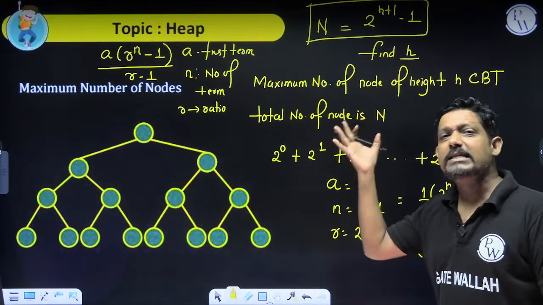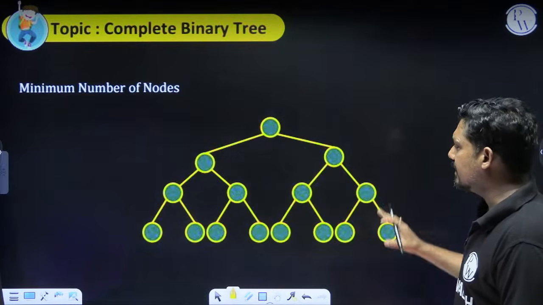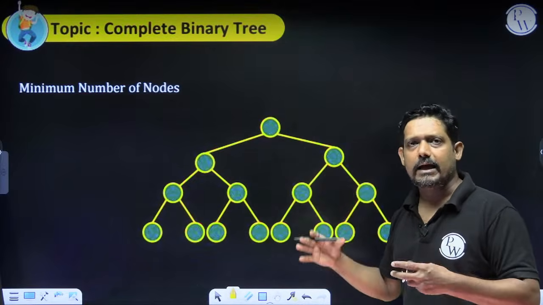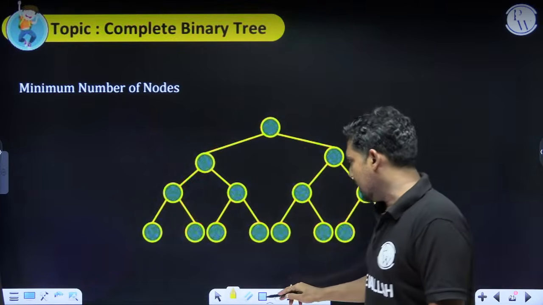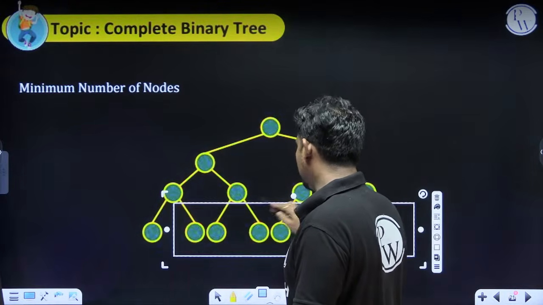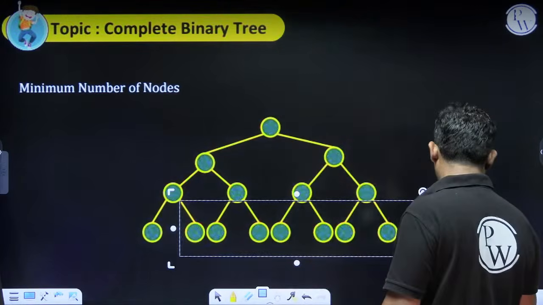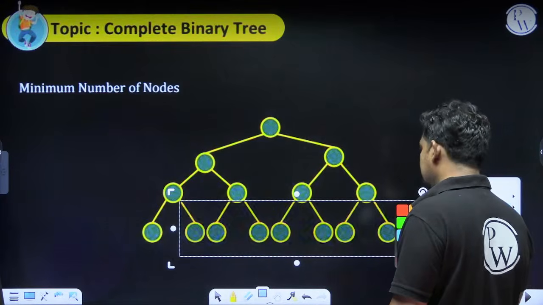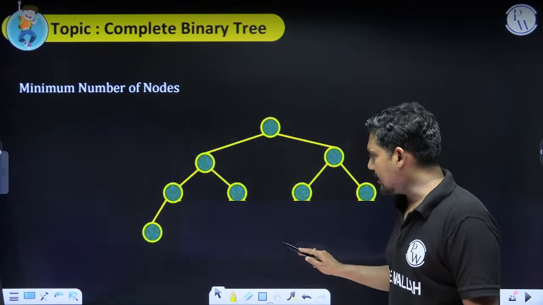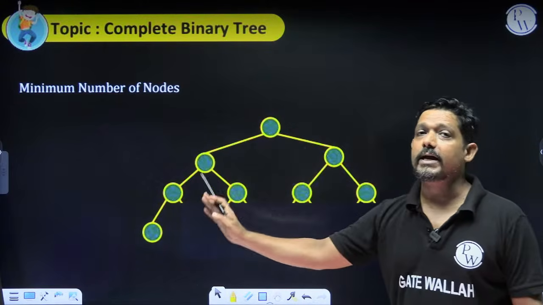Now the question is, what is the minimum number of nodes? In the minimum number of nodes, the idea in this case is that height is still 3 and the previous level is full. Then what is the minimum number of nodes we can have? I cannot do anything with the previous level, but in the last level I can have only one single node.